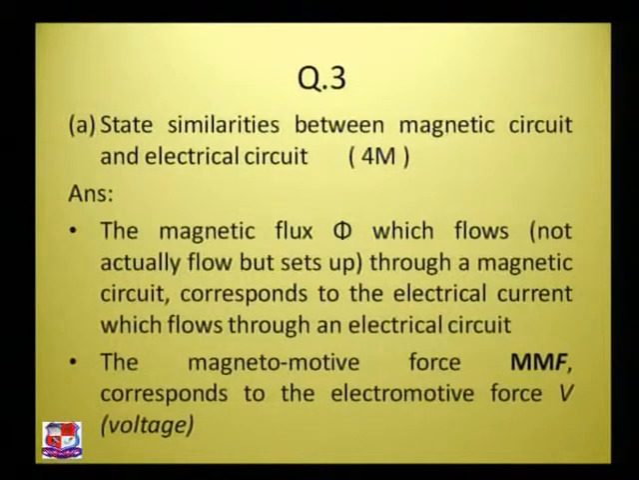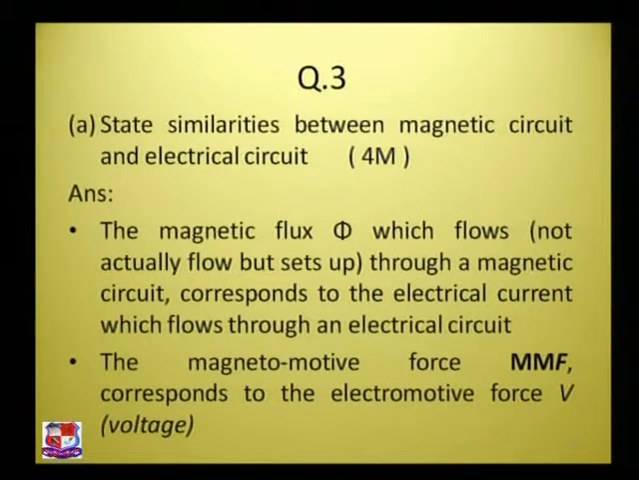The third question is: state the similarities between magnetic circuit and electric circuit. Before attempting this question, you should see the marks; it is asked for 4 marks. In the same question it can be framed as: state the analogies between magnetic circuit and electric circuit. Magnetic flux phi, which flows, not actually flows, but sets up through a magnetic circuit, corresponds to an electric current which flows through an electric circuit. So one similarity is the flux and the current.